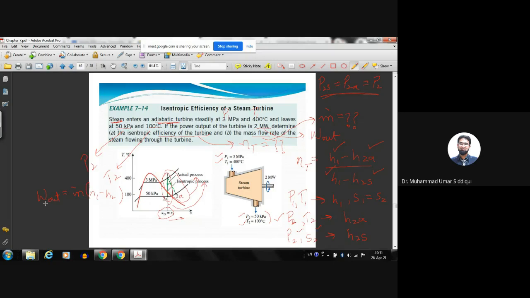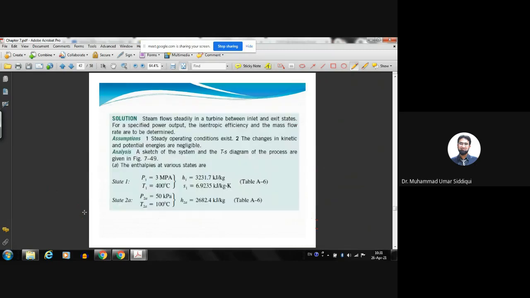So the work out actual value will be with H2A. So we are going to use H2A here. We already know H2A. We already know H1, and we know the work out. Okay. So since we know all these things, we can determine the mass flow rate, and this is how we're going to do the second part.